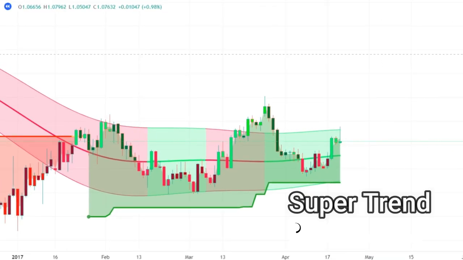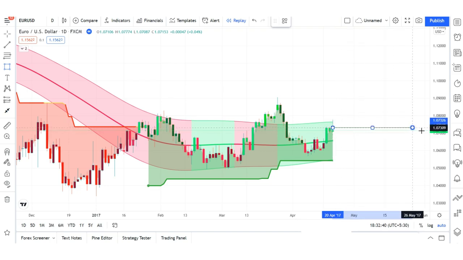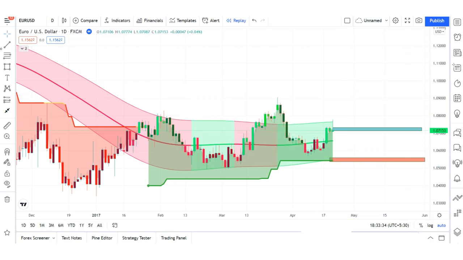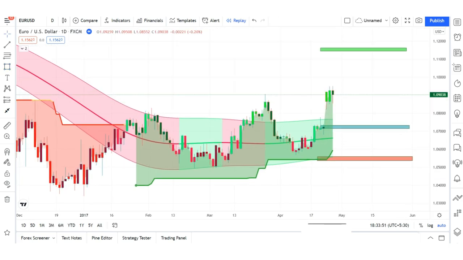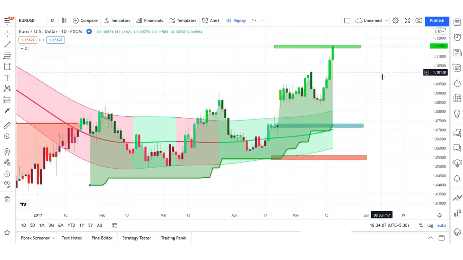When the Super Trend changes into an uptrend, and as soon as the Gaussian channel indicator is green with positive momentum, if this condition is fulfilled, then we will place a buy order. Our stop loss will be placed at the baseline below, and our risk to reward ratio is 1 to 2. The market has completely hit the target.